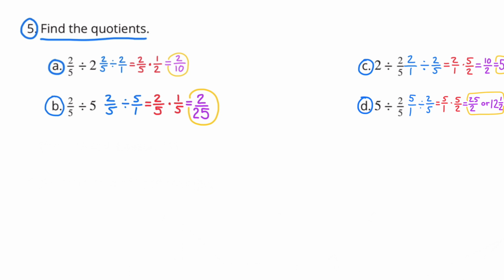D. 5 divided by 2/5. That's the same as 5 over 1 divided by 2/5. Again, we need to multiply by the reciprocal of 2/5, which is 5/2. So 5 over 1 times 5/2 equals 25/2, or 12 1/2.